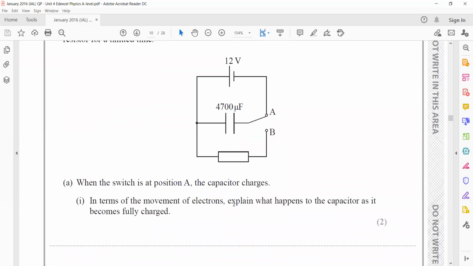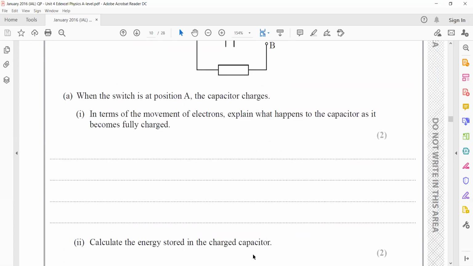In terms of movement of electrons, explain what happened to the capacitor as it becomes fully charged. So what happened first: the electrons will move from the battery to the plate of the capacitor. When the capacitor is fully charged, there is no movement of the electrons, or the rate of electron flow decreases, and eventually it will stop when the voltage of the battery is the same as the voltage of the capacitor.